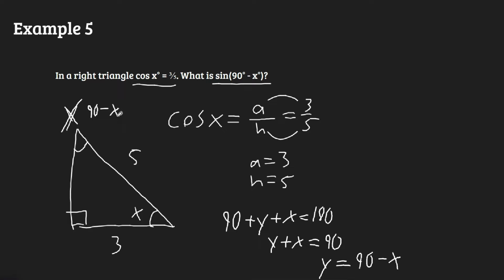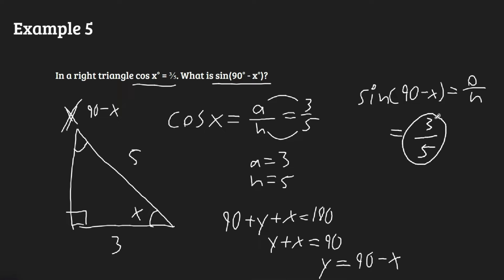So I'm looking for the sine of 90 minus x. So the sine of 90 minus x is going to be the opposite side, which is 3, divided by the hypotenuse, right? Because the sine of 90 minus x will be equal to the opposite divided by the hypotenuse. And in this case, the opposite is 3. The hypotenuse is 5. So it's going to be equal to 3/5.